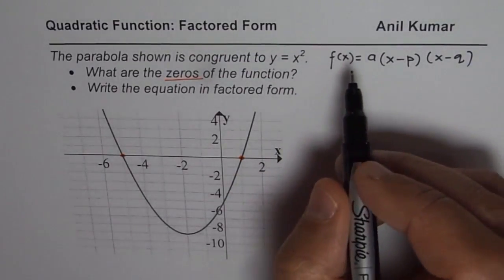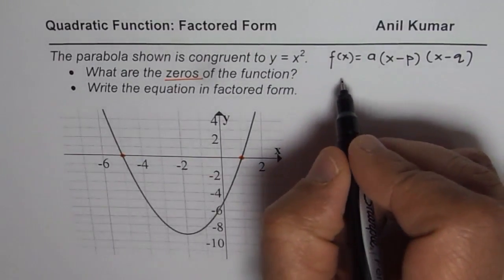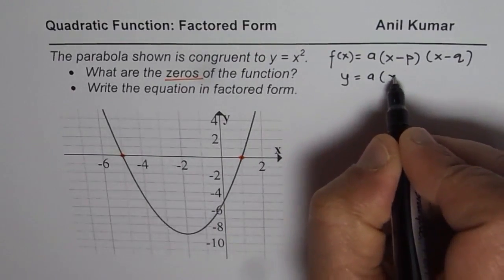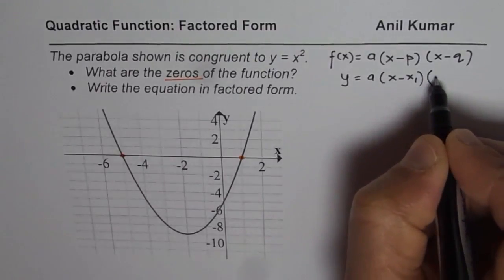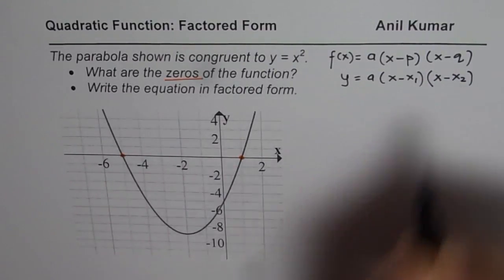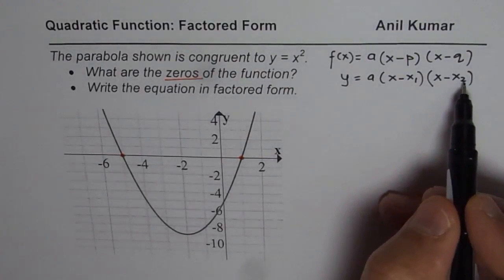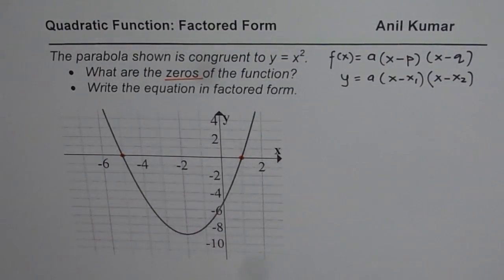Now some of you may not be conversant with the function notation. You can write quadratic equations as y equals a times x minus x1, where x1 is my first x-intercept, and x minus x2, where x2 is the second x-intercept. There could be situations where both intercepts are at the same point, right? There could be such situations, correct?